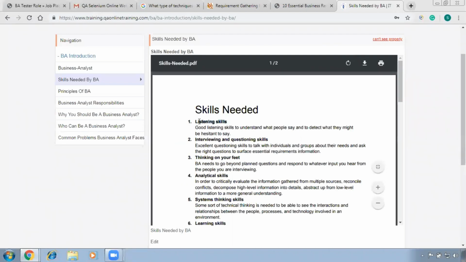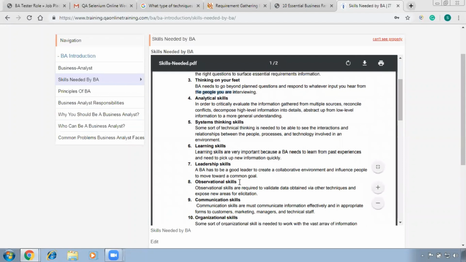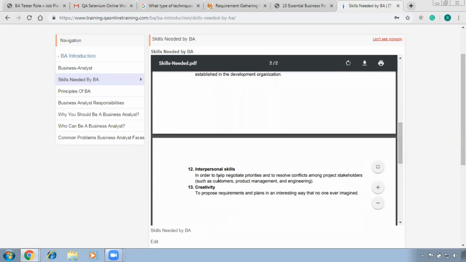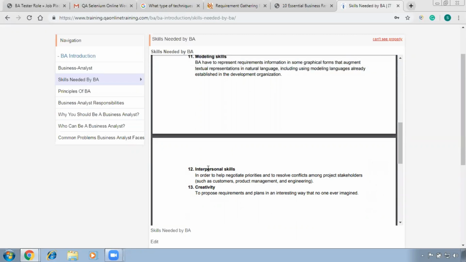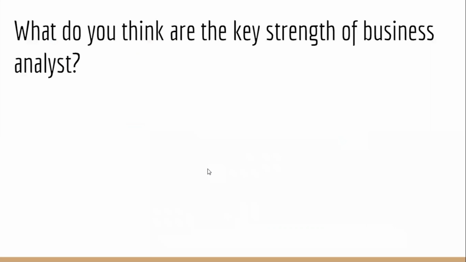So key strengths are good communication skills, good listening skills, thinking on your feet, good analytical skills, good learning skills, interviewing and questioning skills, leadership skills, okay, learning skills, observational skills, organizational skills, considering everyone as one team, interpersonal skills, and some creative skills to find out better solutions for the hard problems also. Okay, so all these are the key strengths of a business analyst.